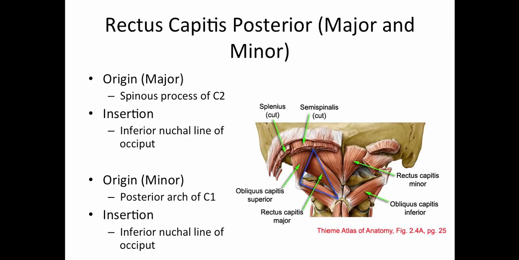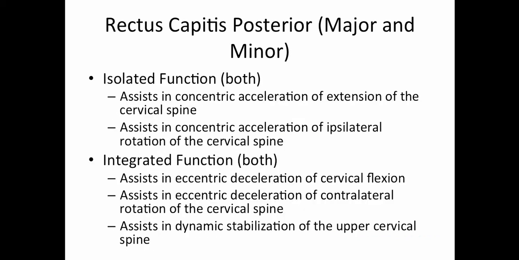The rectus capitis posterior, major and minor. These are very small muscles. The isolated function of both of the major and minor muscles is that they assist in concentric acceleration of extension of the cervical spine and in acceleration of ipsilateral rotation of the cervical spine. The integrated function for both is that they assist in eccentric deceleration of cervical flexion and eccentric deceleration of contralateral rotation of the cervical spine. They assist in dynamic stabilization of the upper cervical spine.